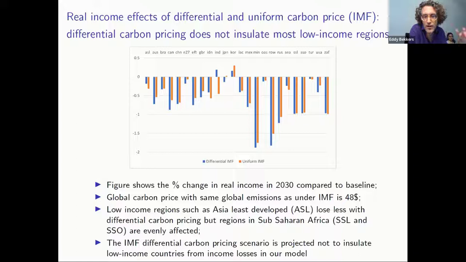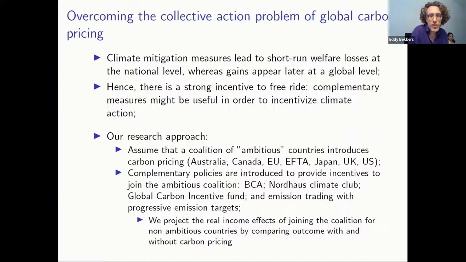a lot of these adverse effects occur because other countries, say Sub-Saharan Africa, would only introduce domestically a carbon price of $25. But there are also adverse effects because the rich countries are introducing a higher carbon price. Therefore, for example, the oil producing countries in Sub-Saharan Africa are not going to be positively affected by this, but are going to face adverse effects. So this seems to indicate that if you want to insulate the low-income countries, you need to do something more. Let's look at what that something more could be, and at the same time, look at the collective action problem of global carbon pricing.